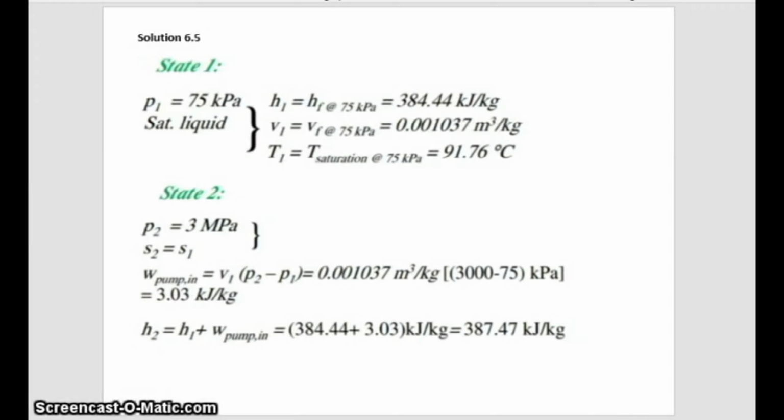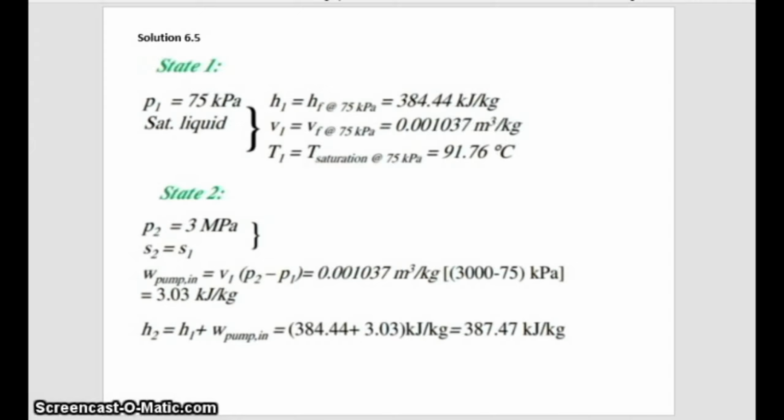That's 384.44 kilojoule per kg, because at state 1 the point is on the saturated liquid line. So v1 is vf at 75 kilopascal, and T1 is equal to T saturated at 75 kilopascal.